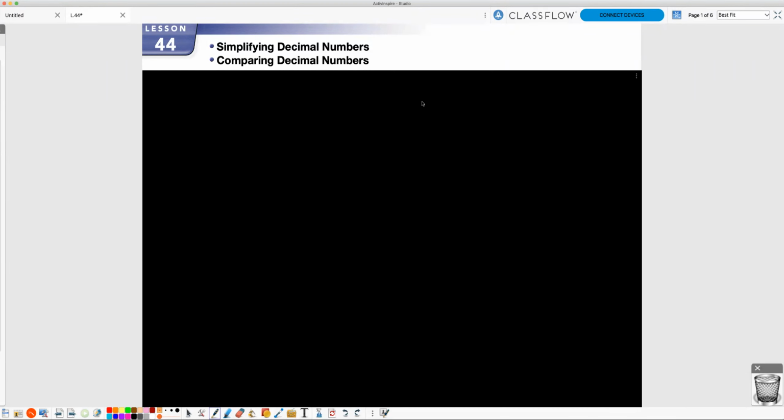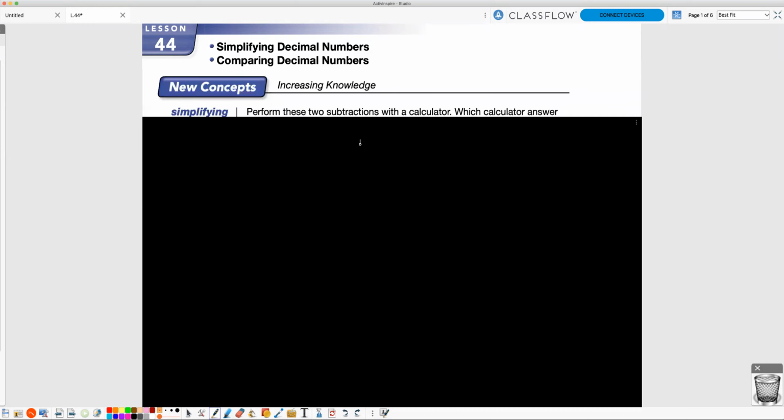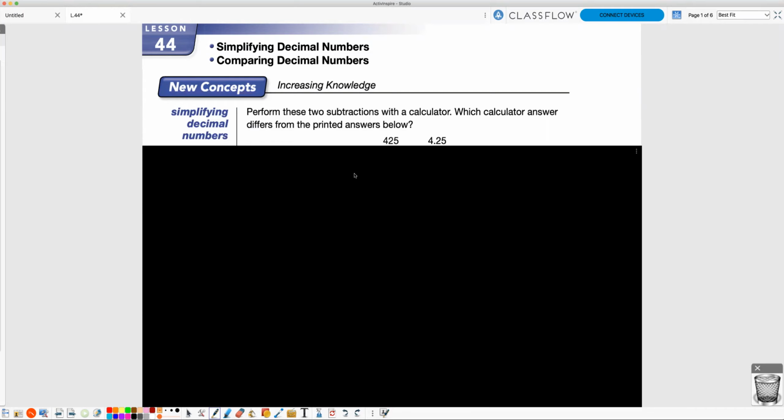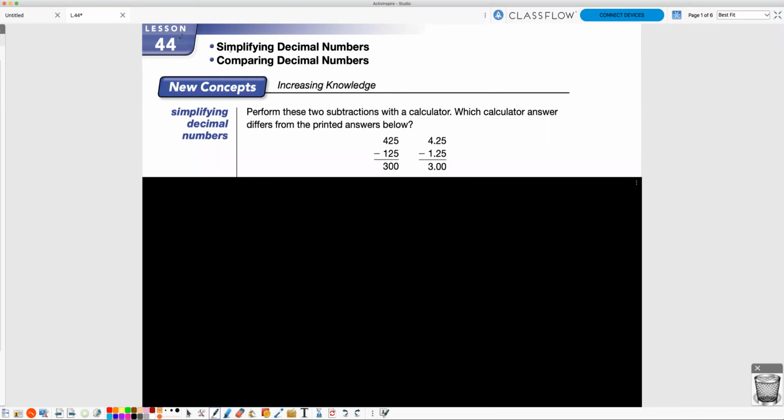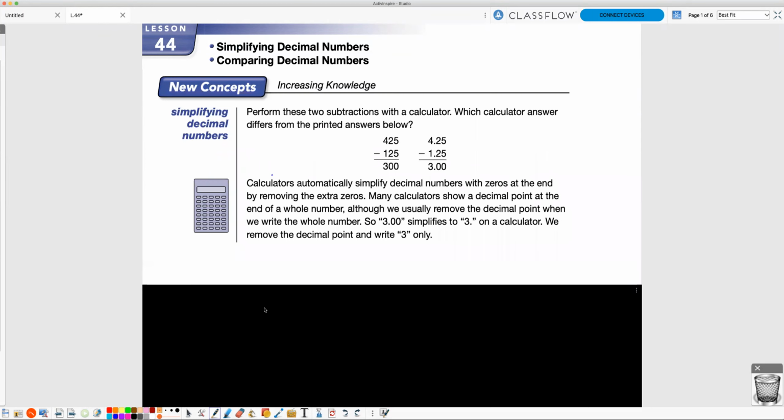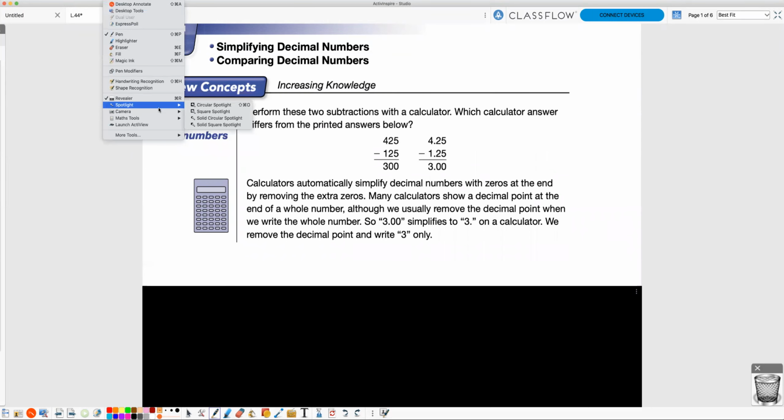This is lesson 44, simplifying decimal numbers and comparing decimal numbers. It's a new concept. Perform these two subtractions with a calculator. Which calculator answer differs from the printed answers below? So let's just go ahead and use the calculator for a second here.